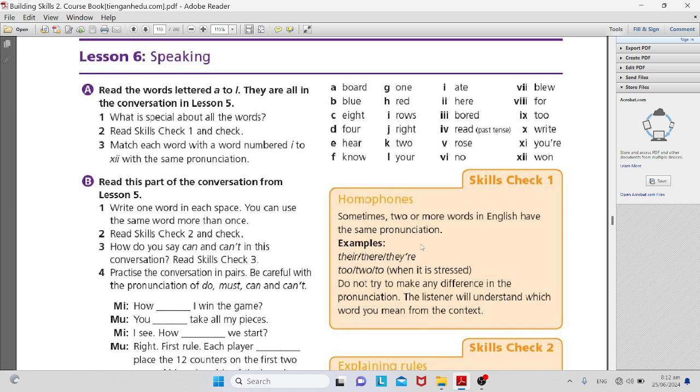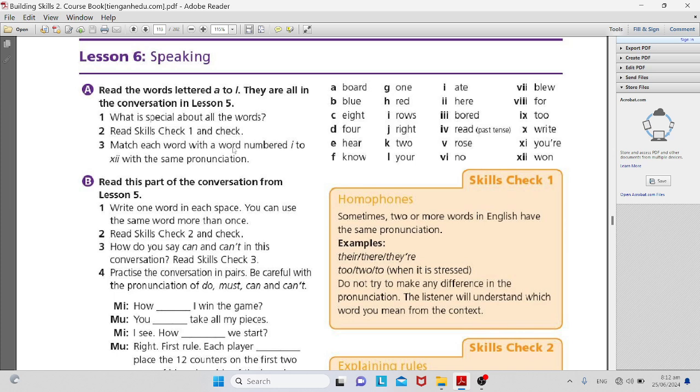So if I say, give me two pencils, you know. And if I say, I'm going to, you also understand. Or this is too hot, you understand from the context where the word is expressed. So don't change how to pronounce. Do not try to make any difference. Pronounce all the words the same, I mean the words that have similar or the same pronunciation.